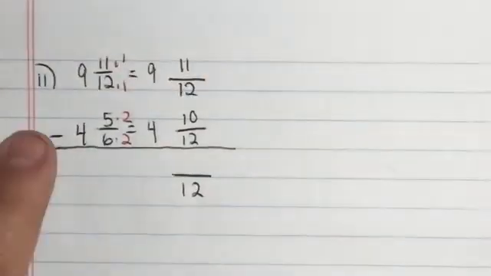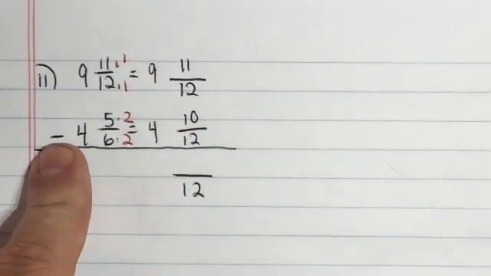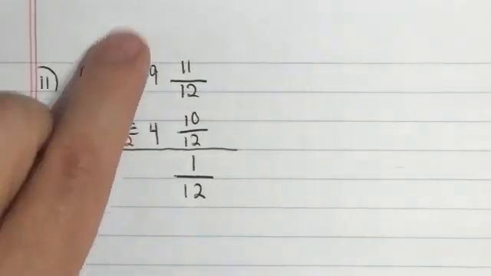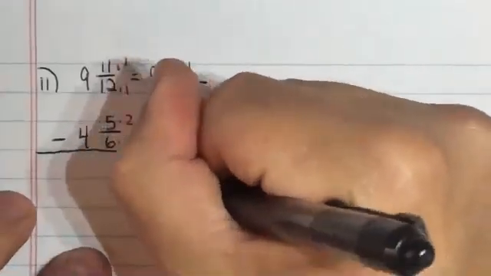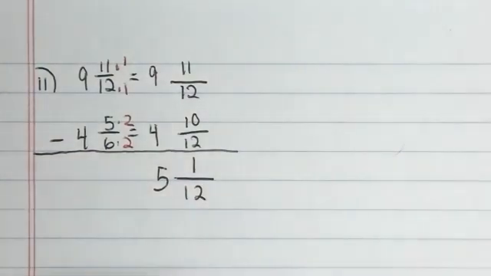At this point now, I move these over, the 9 and the 4 that were there. Remember, you're subtracting. That's the key. Don't start adding on these. You got to subtract. 11 take away 10 gives me 1. 9 take away 4 gives me 5. So this problem's done.